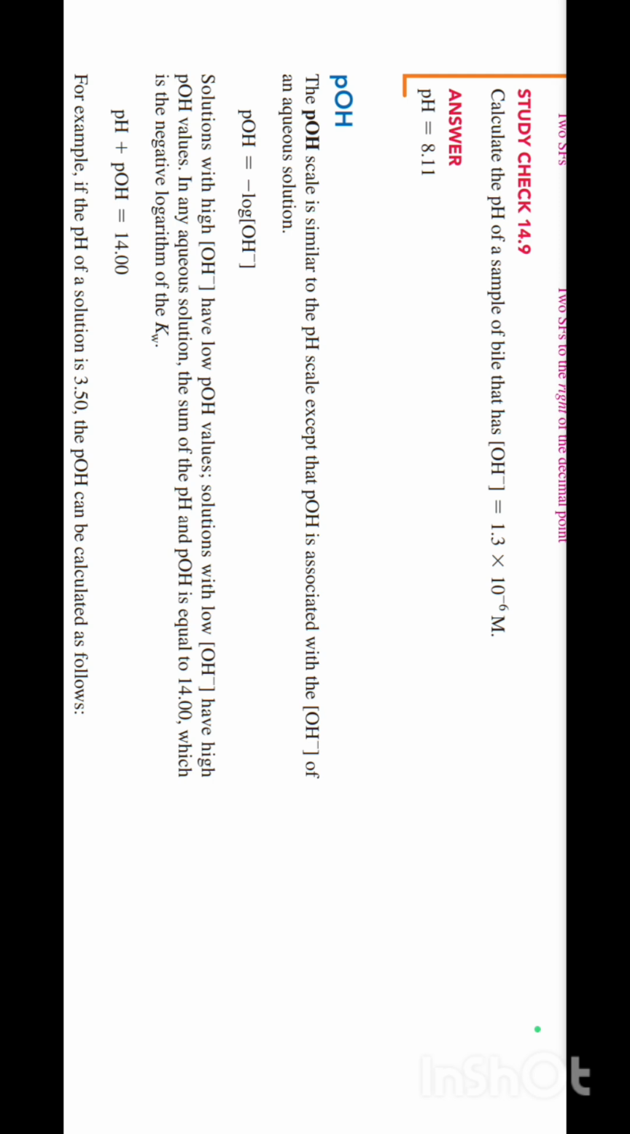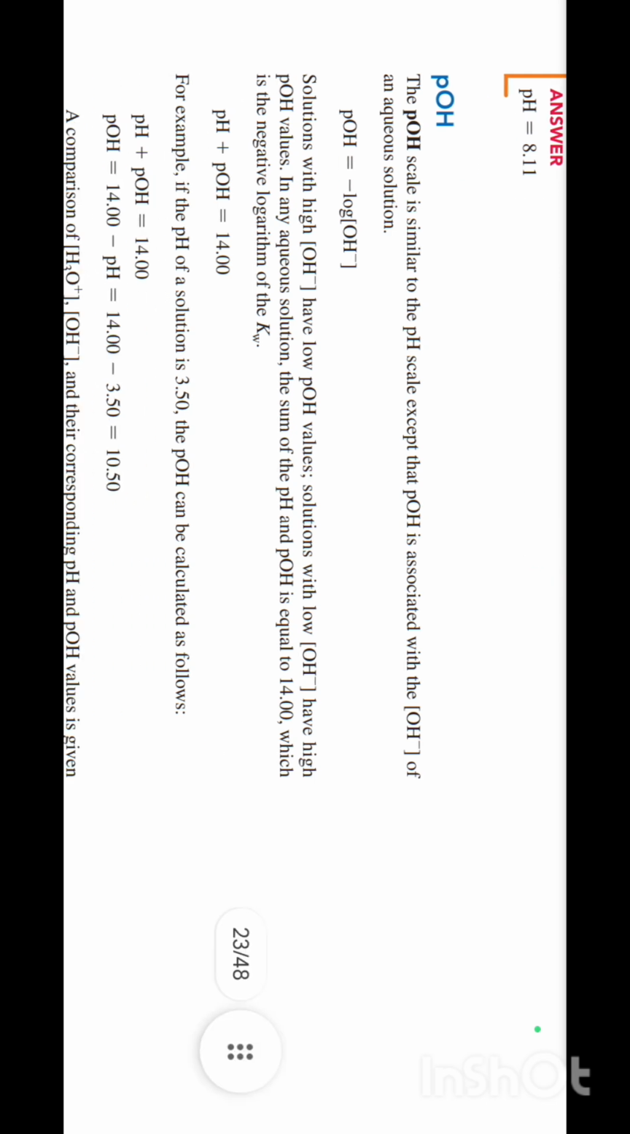In any aqueous solution, the sum of pH and pOH is equal to 14, which is the negative logarithm of Kw. pH plus pOH equals 14. For example, if the pH of a solution is 3.5, the pOH will be calculated as pH plus pOH equals 14, so pOH equals 14 minus pH, which gives us 14 minus 3.5, which will eventually give us 10.5.